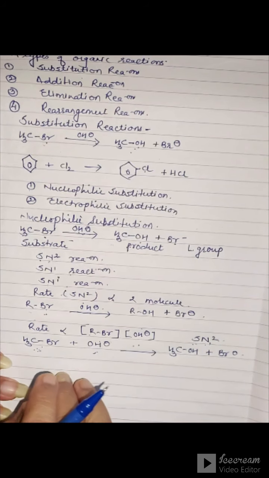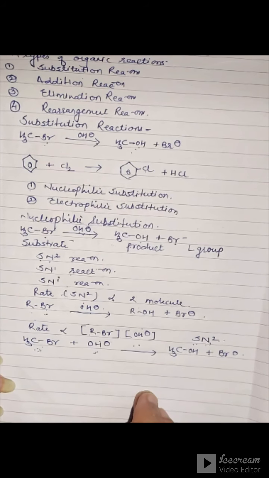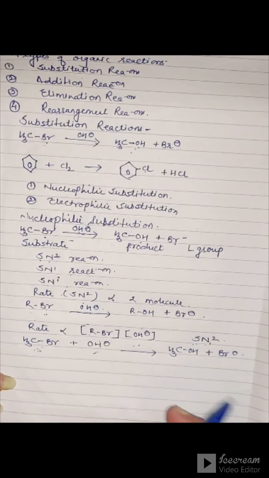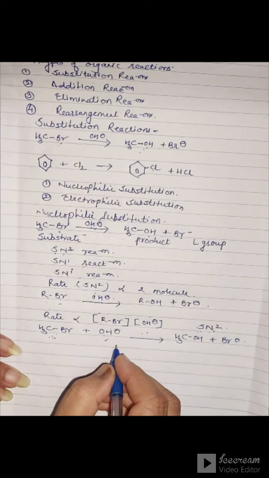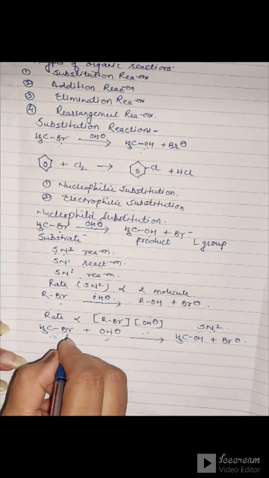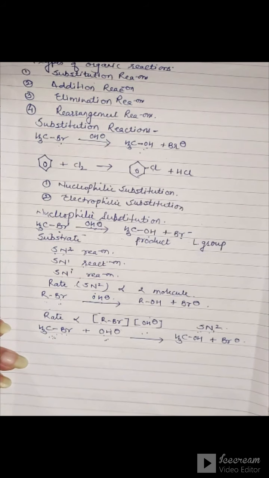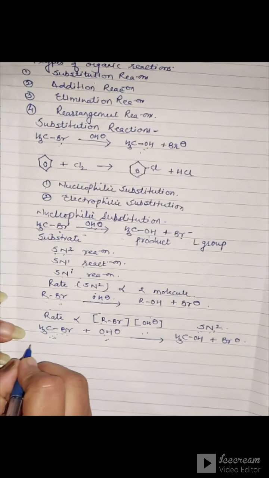This SN2 reaction is a single step reaction. Single step reactions are the reactions in which attack of OH negative and departure of Br negative occur simultaneously in a single step. We will write the reaction.